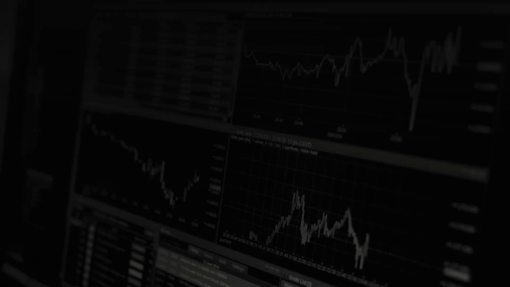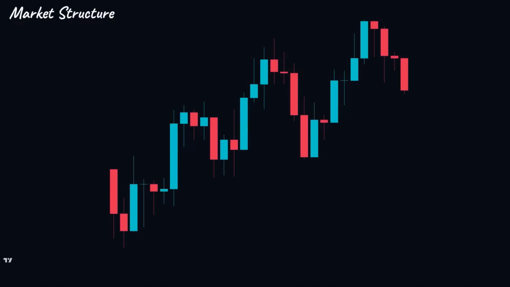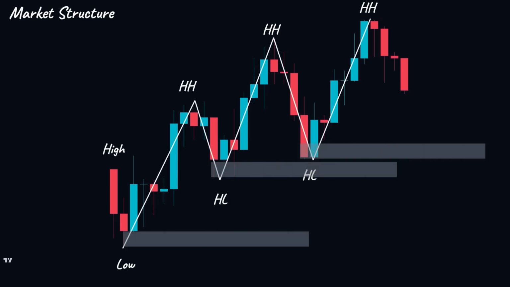Now let's continue with the second part of this video, which is combining market structure concepts with liquidity. When we talk about market structure, we refer to swing highs and swing lows, price movements, and the areas that the market has reacted to earlier. We consider all these items as part of the market structure, and they are the skeletons of the movement.